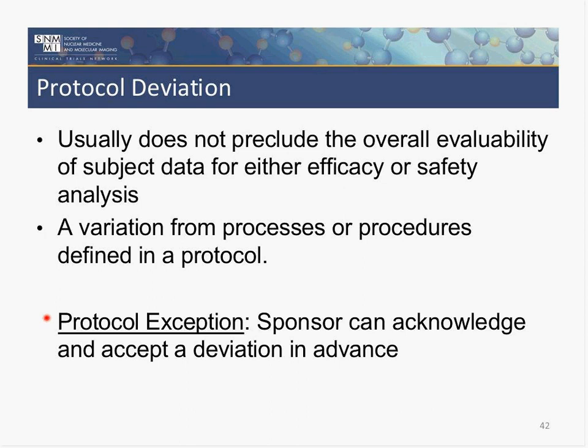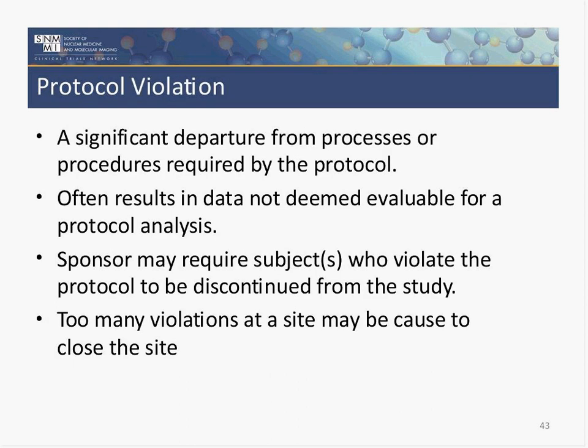The sponsor can look at that request and make a decision about accepting that deviation in advance, and that's called a protocol exception. A protocol violation, however, is something that's quite serious, and that's a significant departure from the processes or procedures required by the protocol. An example of a serious protocol violation is if the informed consent was signed after study procedures were done. Sometimes that results in the data not even being used in the clinical trial.